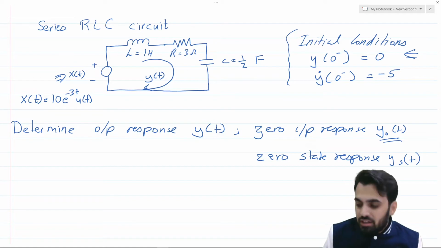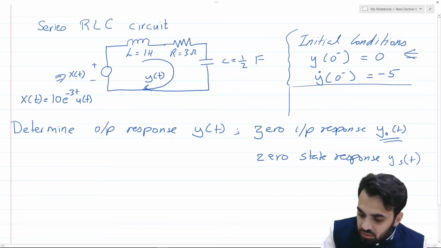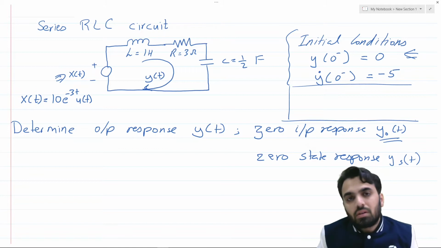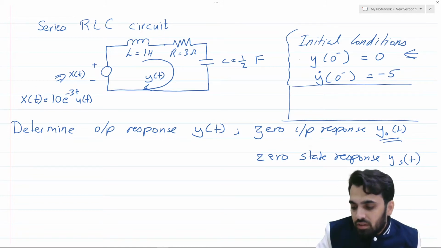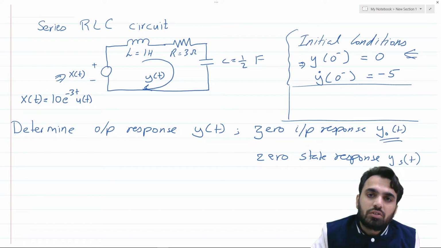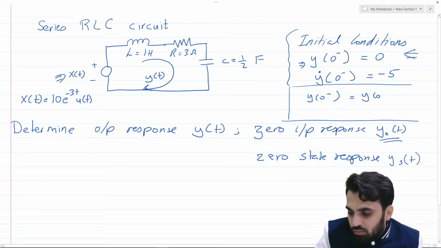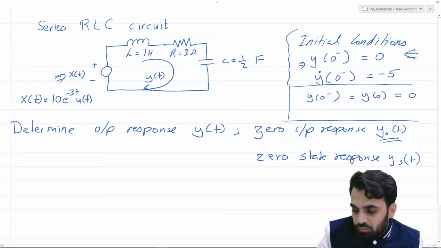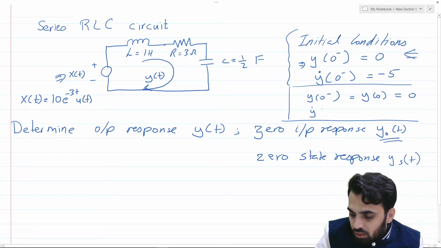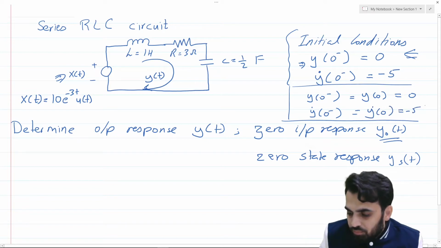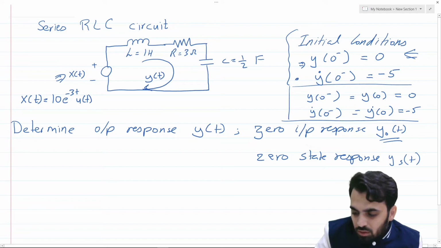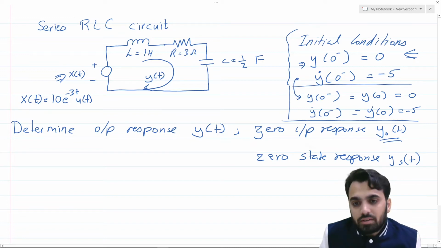Let us first state that we can simplify the initial conditions even before starting. In the absence of any impulsive voltage, the loop current would not change instantaneously. So this would mean that y(0-) is equal to y(0). So this is simply 0. And similarly, y dot of 0- is simply y dot of 0, and this is equal to -5.